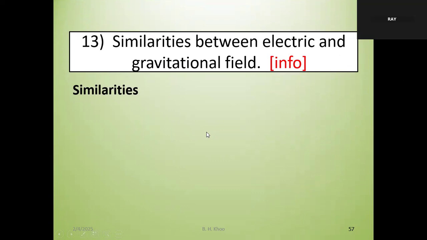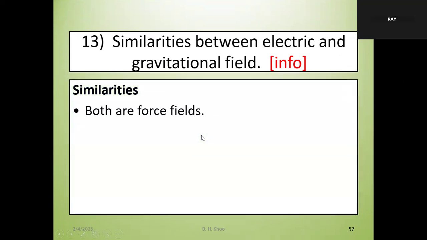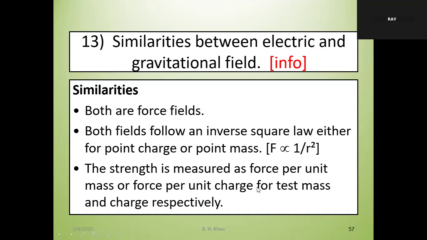This is for info also, similarities between electric and gravitational field. Both are force fields. Similarity: both fields follow an inverse square law. Inverse square law means force is proportional to 1/r square. The strength is measured as force per unit mass or force per unit charge.